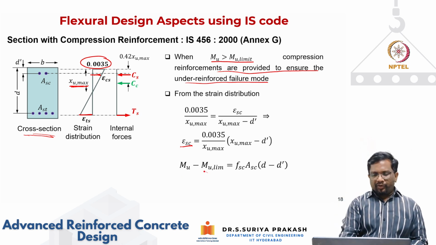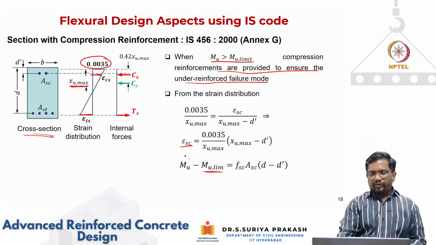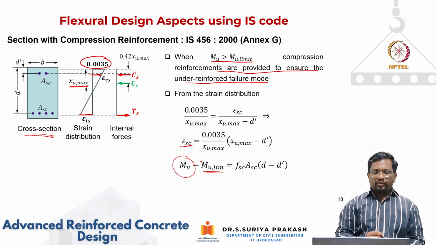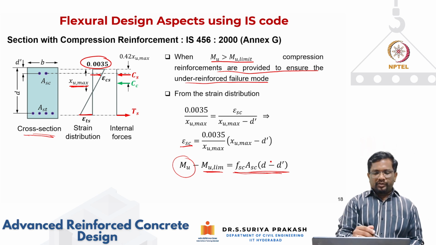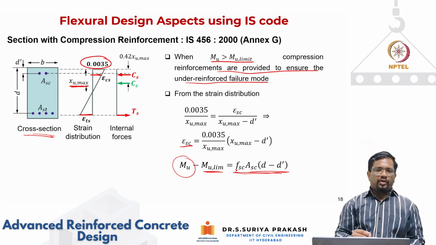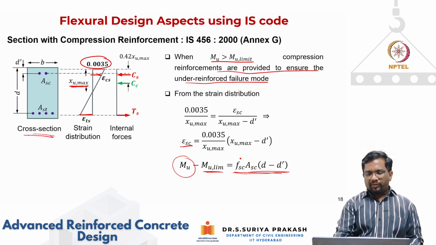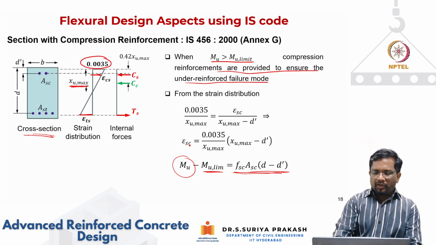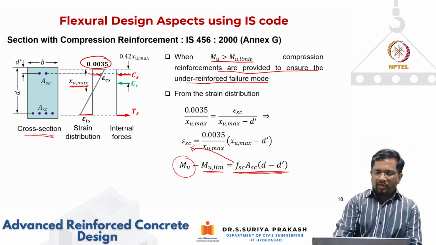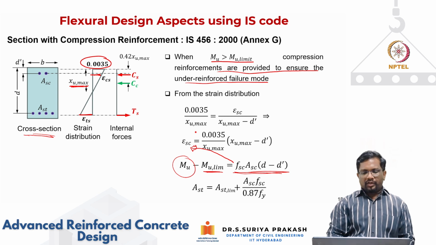So this is the difference. Mu limit is given to you to preserve this failure condition, right? So if your demand is Mu, the difference Mu minus Mu limit should be provided by this compression steel, right? So we will look at now how we get this. But to calculate the force that is required from the compression steel, I need to know what the stresses are. Now, how do we calculate the stresses? I have to calculate them from the epsilon sc that we have calculated from the similar triangle.